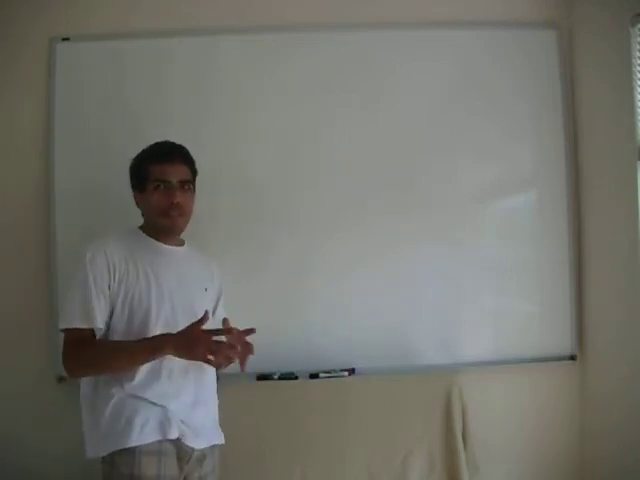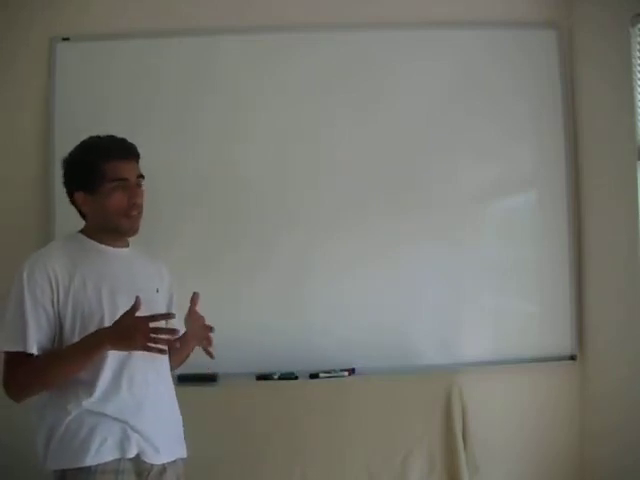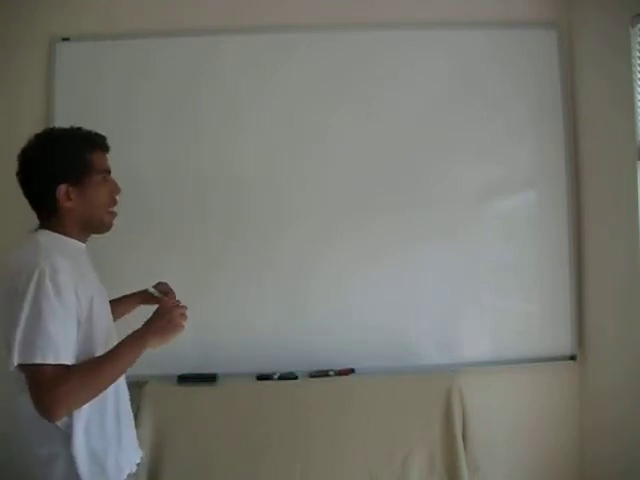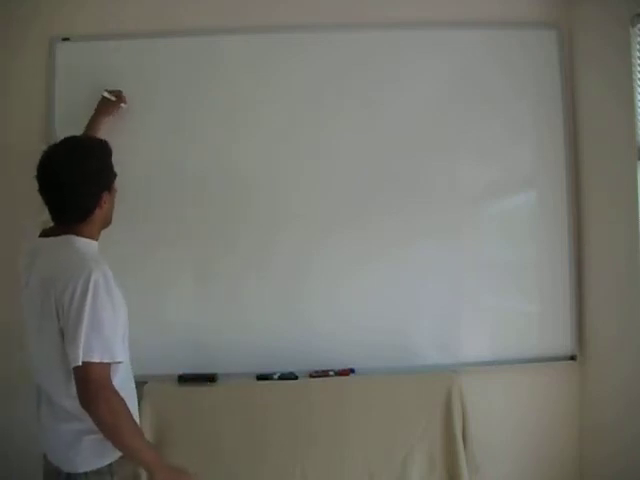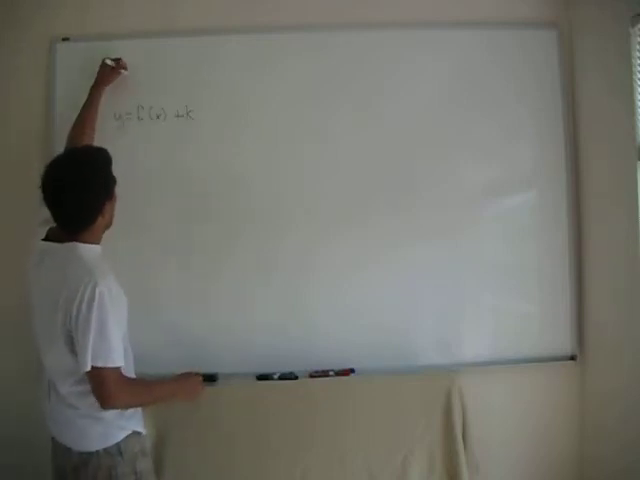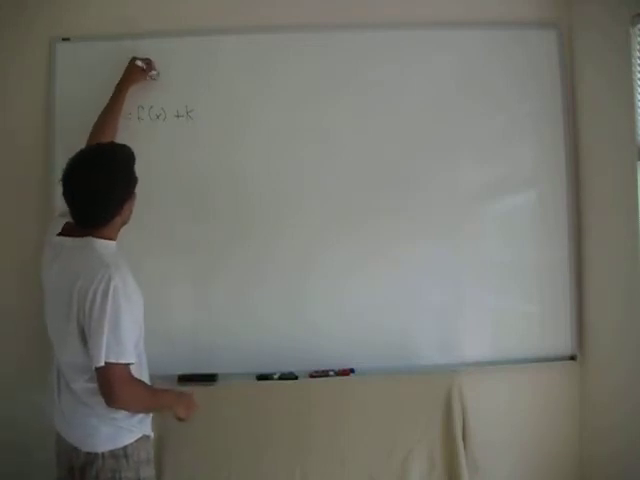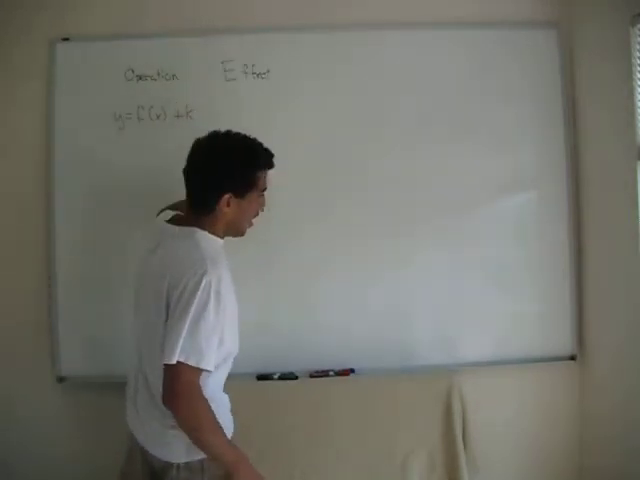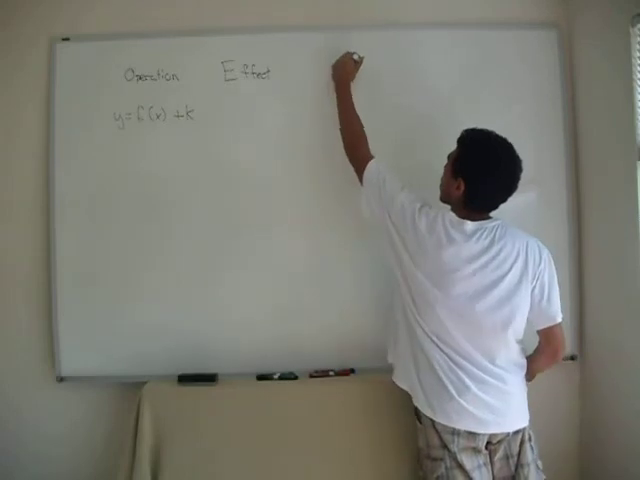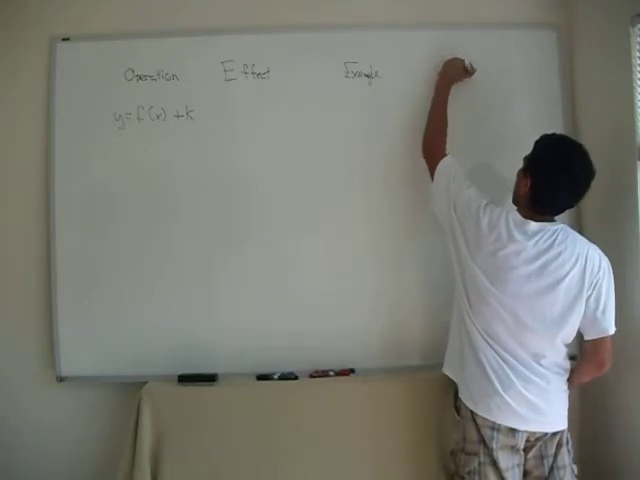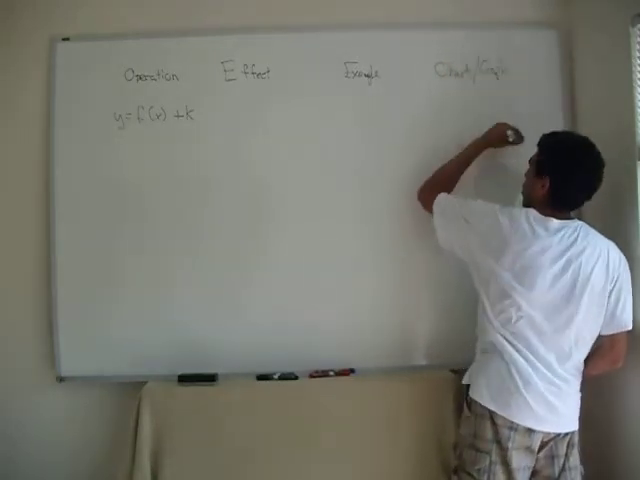To make a brief table about operations with constants and functions, like I told you in the previous video. Again, we have four basic operations with functions. The first one is, let's say, we have y equals f(x) plus k. And we're going to make a little table: operation, effect, and example or chart, or graph. Alright?